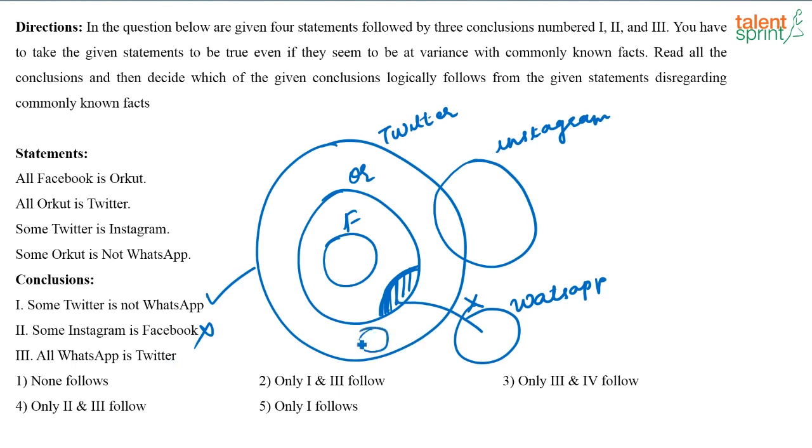Might be all WhatsApp is here, so you can say all WhatsApp is Twitter, but it can also be like this. So we cannot say for sure that all WhatsApp is Twitter. So the third conclusion also does not follow. So what is the answer for this question? Only conclusion 1 follows. That is option 5 is your answer.